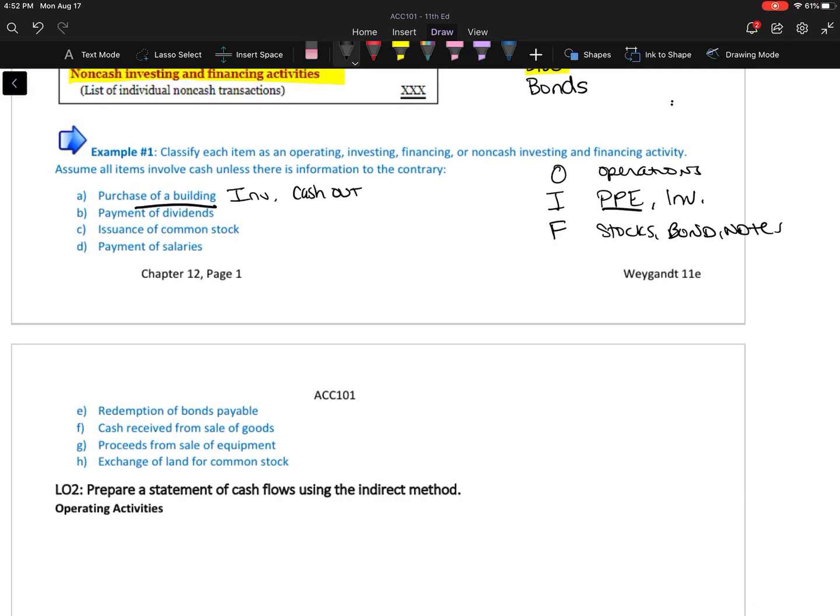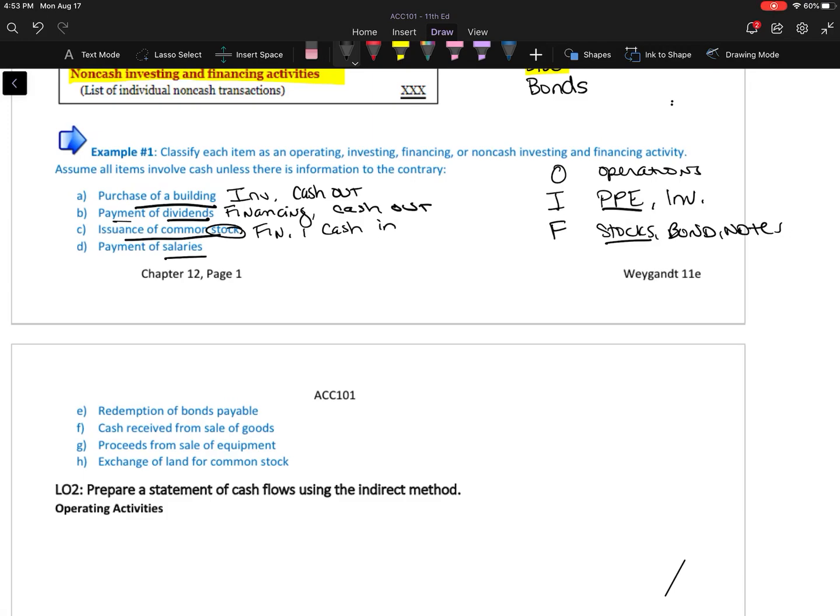Okay, so purchase of a building, that's property, plant, and equipment. That's going to be an investing activity. And if you purchase the building, that's going to be cash out, a decrease in investing activities. Payment of dividends. What are dividends related to? They're related to our stocks. So this would be a financing activity. And again, if you're paying, it would be cash out.